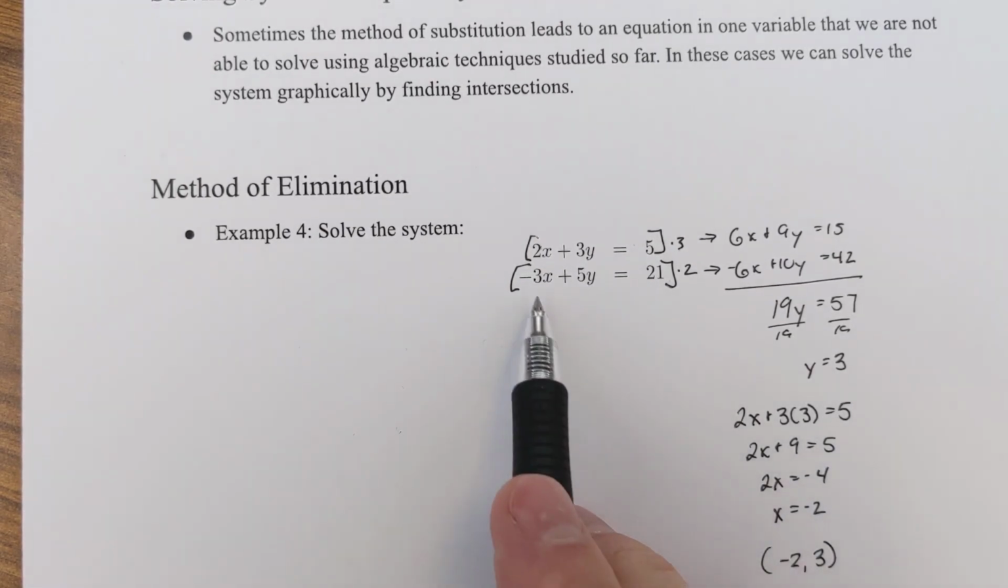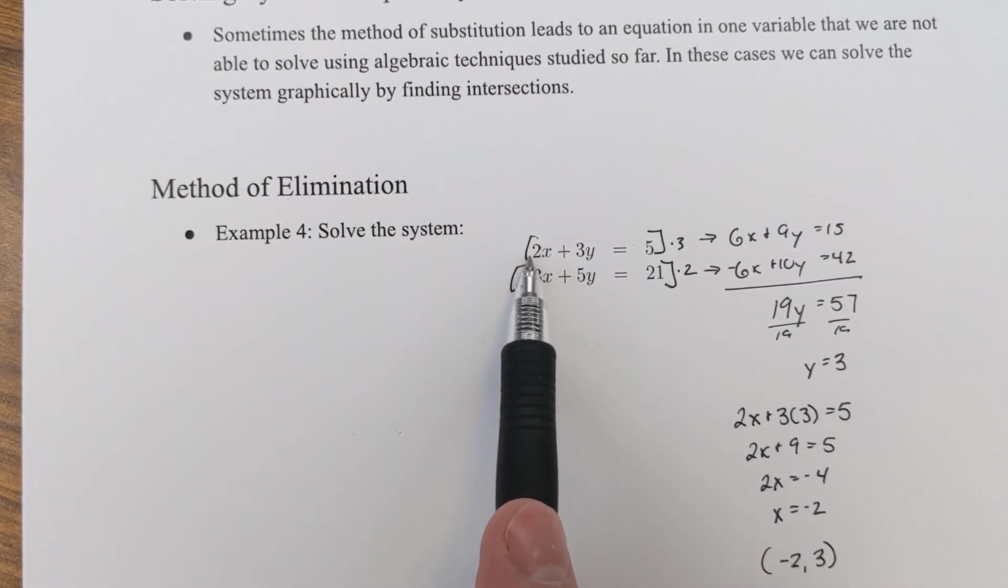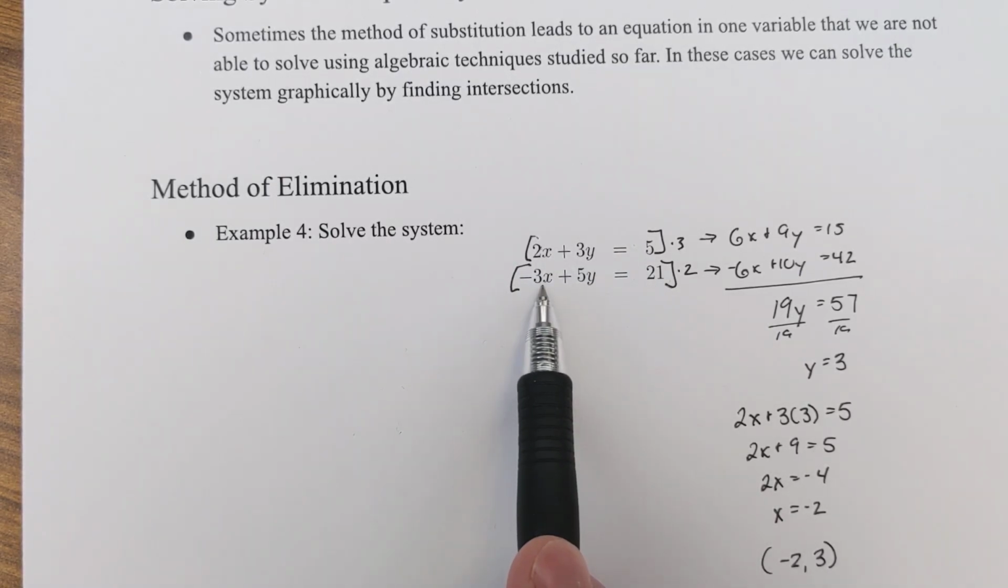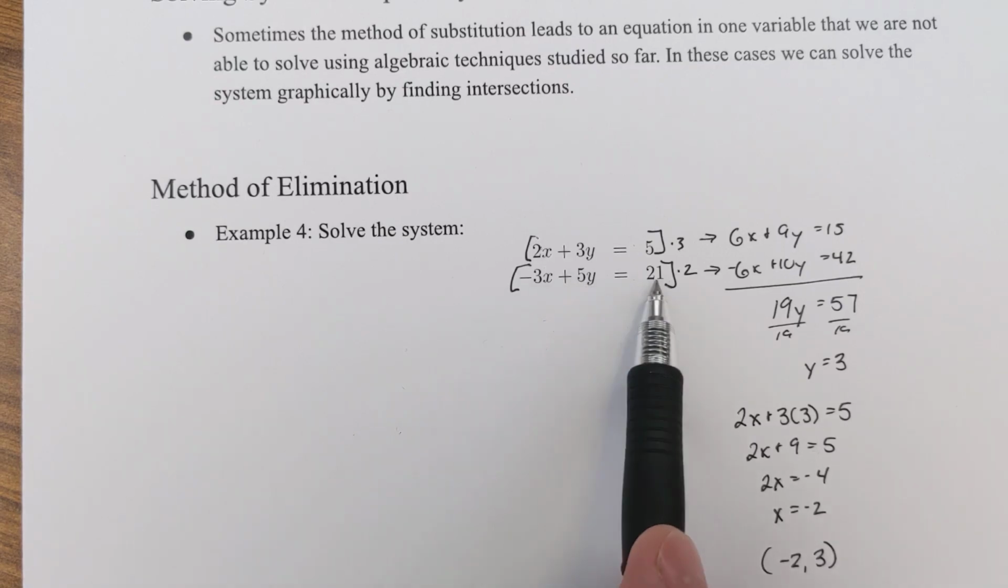And that pair should work in both equations. If I plug it in the top, I get -4 plus 9, which is 5. If I plug it in the bottom, I get 6 plus 15, which is 21.